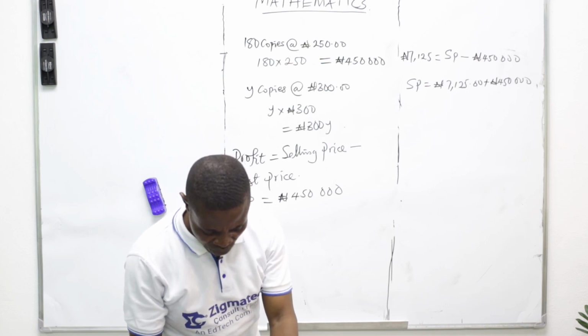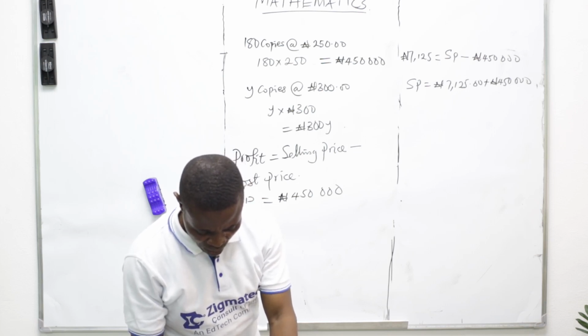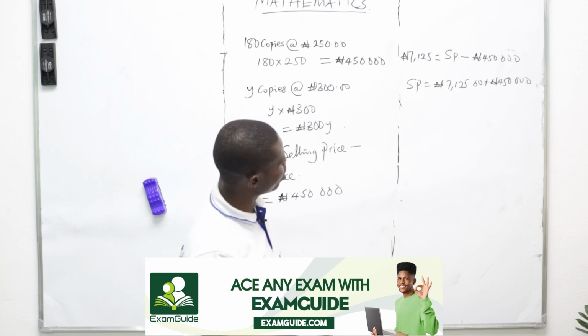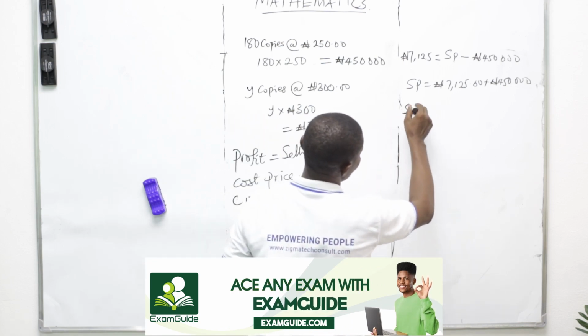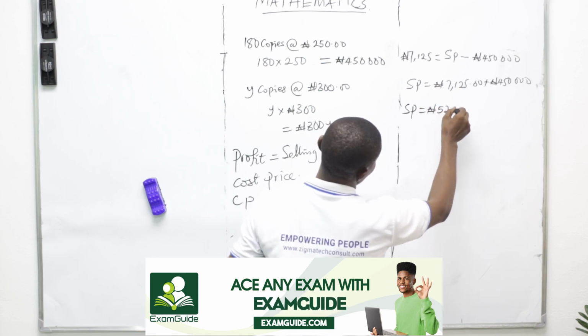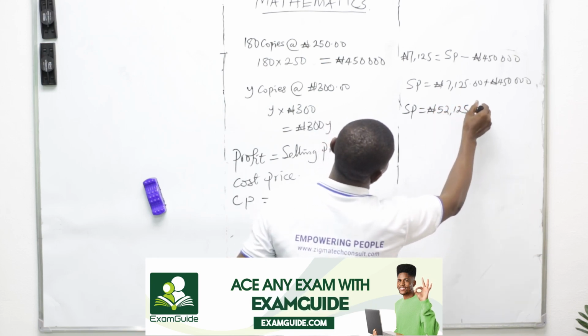Now when we add together, we're going to have 457,125, that is selling price, equals 457,125 naira.